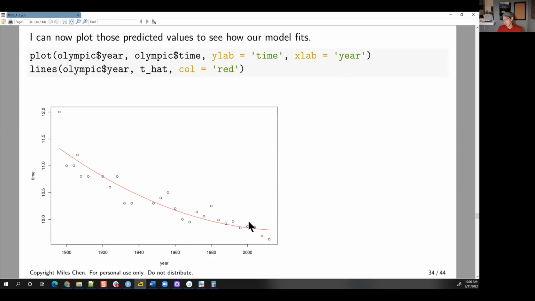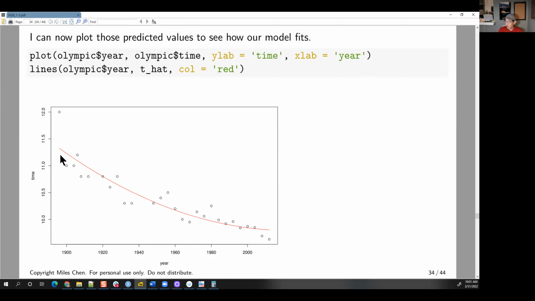It's hard to say. It's really hard to say just looking at this window of time, especially because we don't really know what the future holds. So maybe it levels off. Maybe there's a limit to how fast humans can run, or maybe it will continue to incrementally get faster, and perhaps a quadratic term is not really the best.